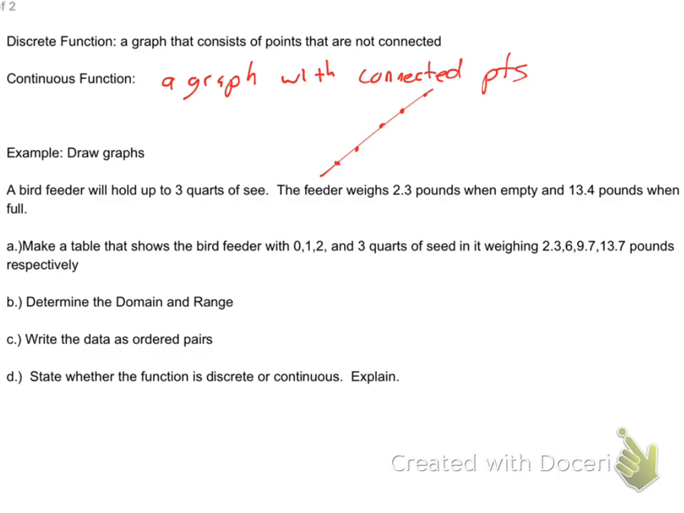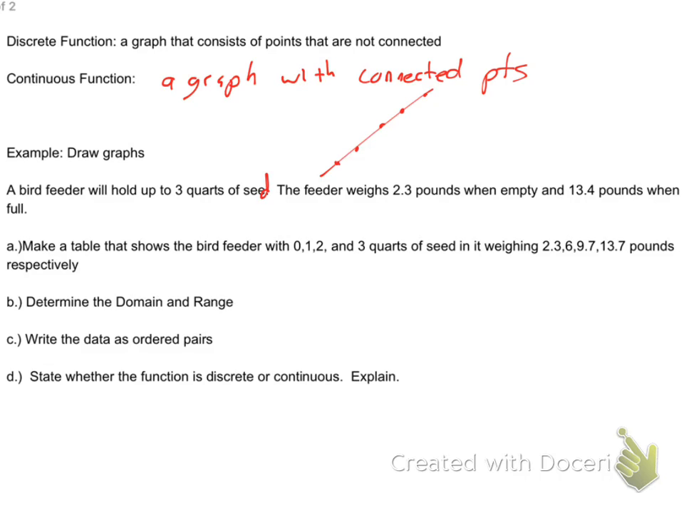So, I want you to draw some graphs here on this next one. The situation. There's a bird feeder that will hold 3 quarts of seed. I think it's supposed to be seed. The feeder weighs 2.3 pounds when empty and 13.4 pounds when full. Can you make a table that shows the bird feeder with 0, 1, 2, and 3 quarts of seeds weighing 2.3?